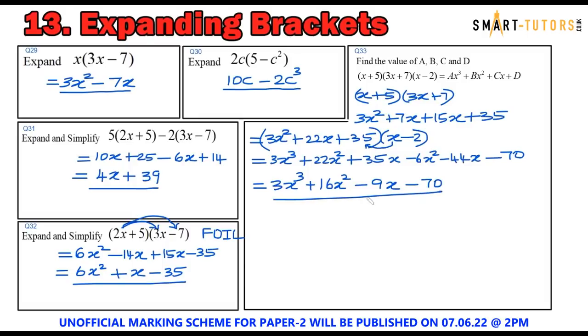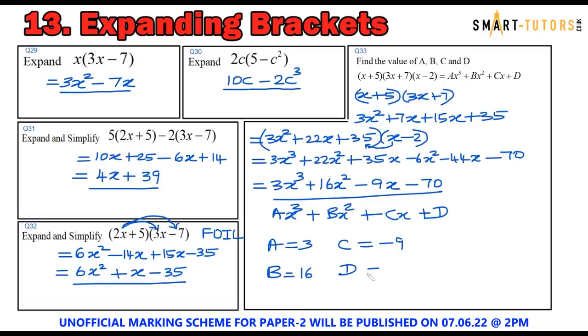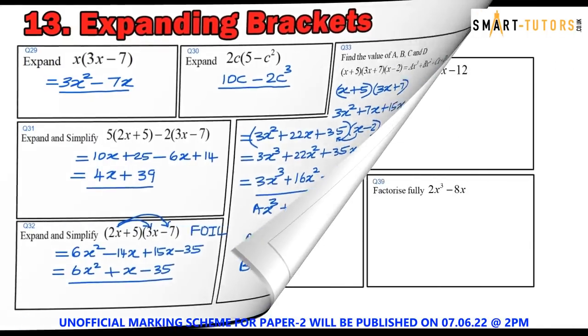That is the answer. However, you need it in ax cubed plus bx squared plus cx plus d format. So a is 3 and b is 16, c is minus 9 and d is minus 70. This is the answer for question number 33, that is expanding brackets.